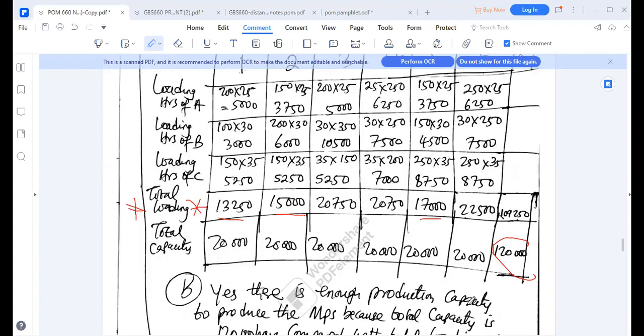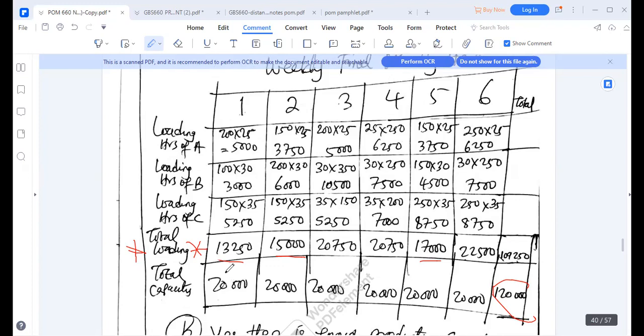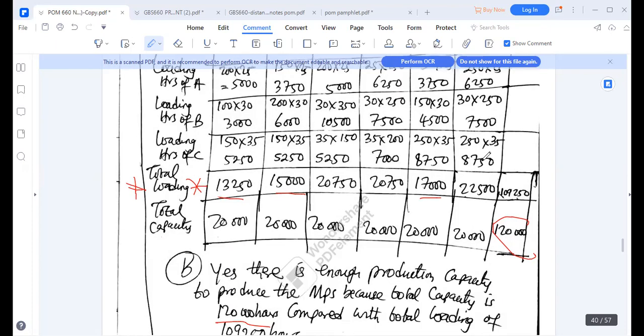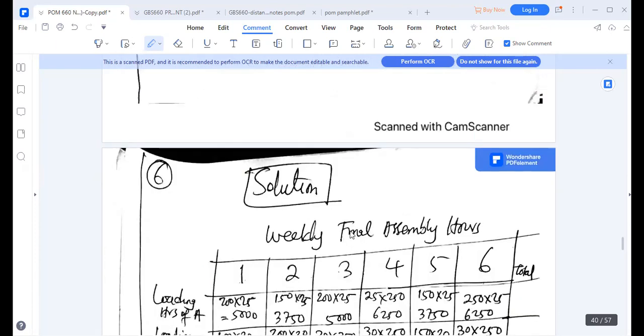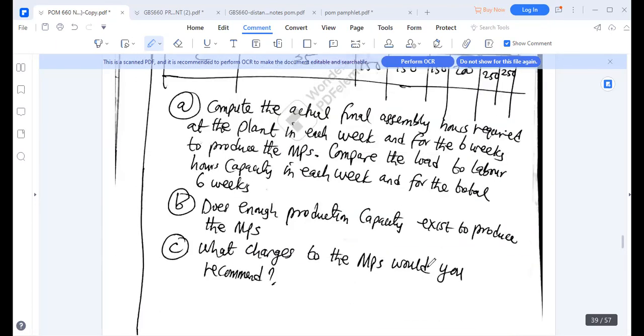This is just about what we need. So you can agree, yes, we have enough capacity to produce the MPS, but you can contradict that we have underloading in week 1, underloading in week 2, underloading in week 5, and overloading in week 3, week 4, and week 6. Now, what changes to the MPS are you going to recommend? The last question: what changes to the MPS would you recommend?